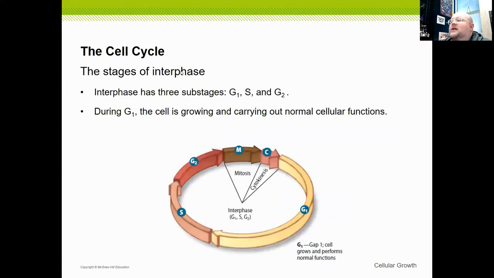The stages of interphase, which is the first part of the cycle, has three substages. We call those G1, S, and G2. And you can see them on this chart here, G1, S, and G2. Now this chart shows the whole cell cycle, and as you can see, interphase is the majority of a cell's cycle or a cell's life. So interphase is what a cell's typically going to be found undergoing. It takes up most of the cell's life. Okay, so G1, S, and G2 is interphase.